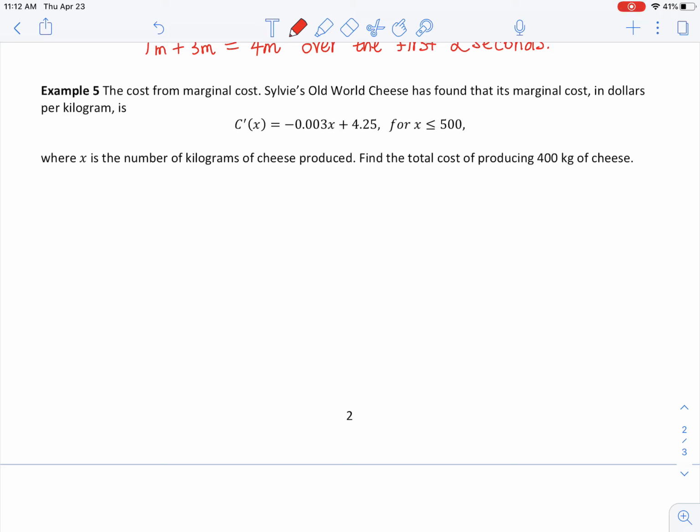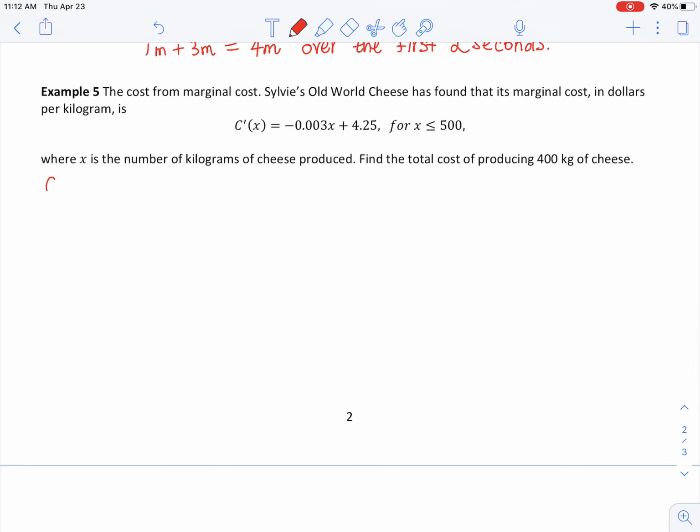Sylvie's old cheese has found that its marginal cost, remember marginal cost, that's simply the derivative of the cost function, in dollars per kilogram is C prime of x equals this function, and this works for x smaller than or equal to 500, where x is the number of kilograms of cheese produced, okay. So what do they want? They want the total cost of producing 400 kilograms of cheese. They don't want the marginal cost.